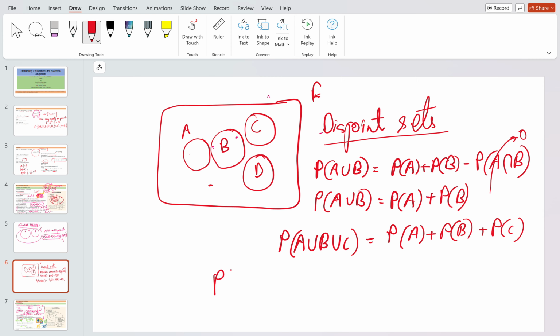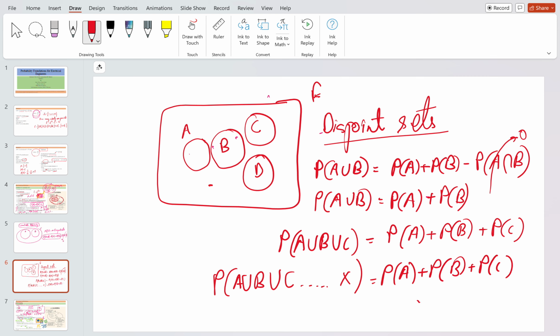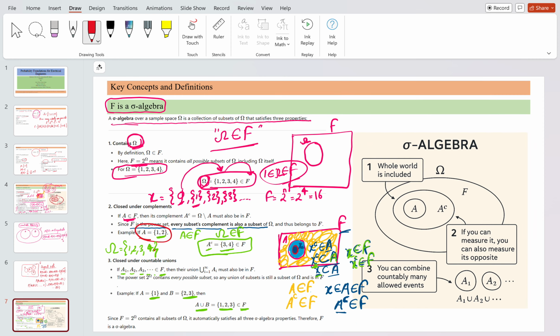If you want to take the overall sample space, A union B union C and so on till the last, suppose I am considering X, it will be equal to probability of A plus probability of B plus probability of C and so on up to probability of X. That is the important point to be understood. When the sets are disjoint, if you consider all the subsets which are possible in F, their union's probability will be equal to simply the summation of their probabilities. That is the same thing written here.